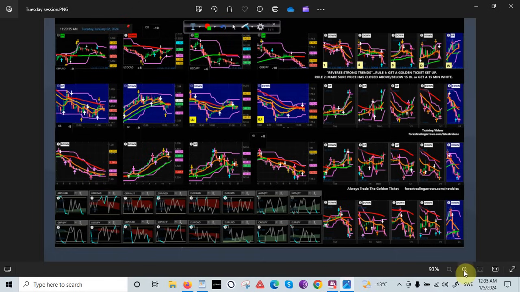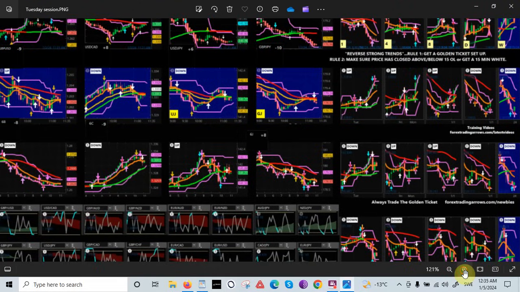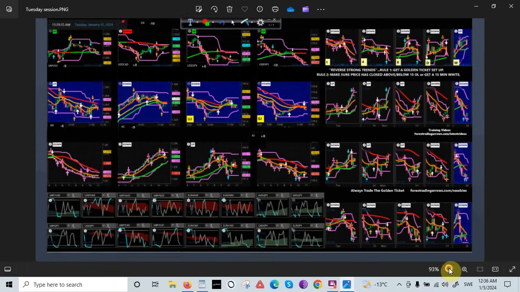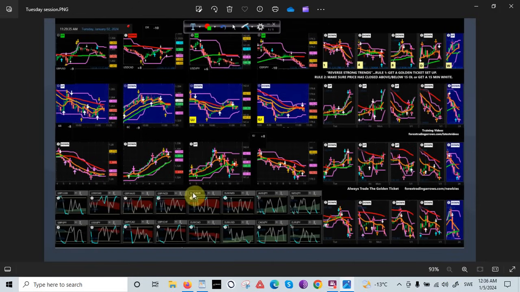And just to point out, Hans, price closing below or above. Now look, Rule 2 on UC, clearly closed. On UJ here, Rule 2, Rule 2, Rule 2. On GJ, Rule 2, you can see it clearly closed. Even here, clearly closed, Rule 2.